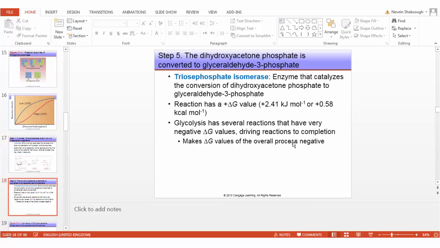Now, reaction number 5, dihydroxyacetone phosphate is converted to glyceraldehyde 3-phosphate by the enzyme called triose phosphate isomerase. Delta G for this reaction under physiological conditions is slightly positive, as you can see, plus 2.4 kilojoules per mole. But as I said before, coupling occurs. So this reaction can be driven by coupling with the reaction before or after, because glycolysis has several reactions that have very negative delta G values. And coupling is what metabolism is all about.